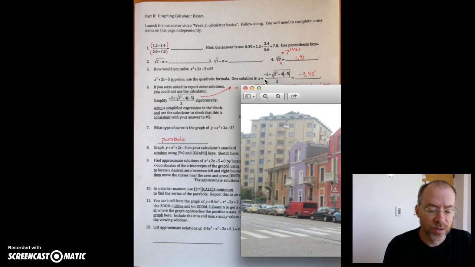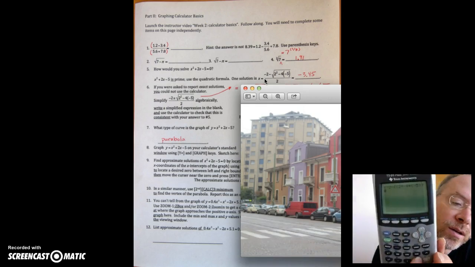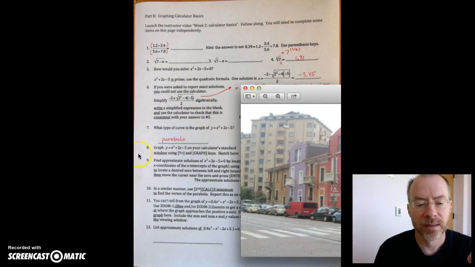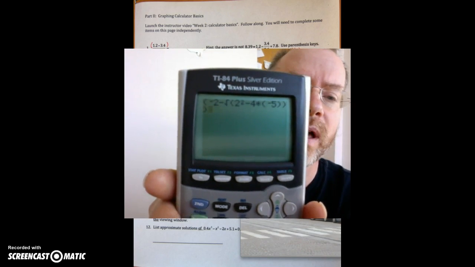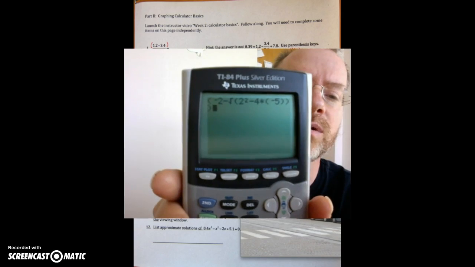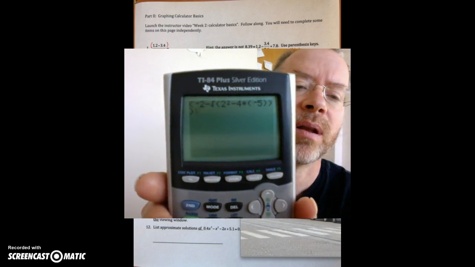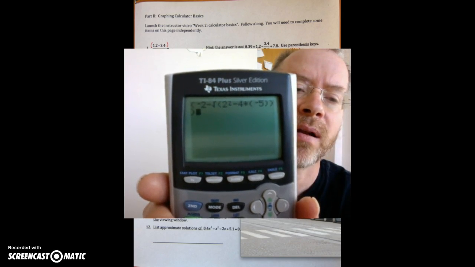And then I need to close the parentheses on the root, on the square root, and then I need to close the parentheses again. Let me make this a little bit easier to see. So this is just the numerator of that guy. Opposite of 2, subtract square root of 2 squared minus 4 times radical 5, or -5. But look at all the parentheses, because I have to have all the grouping symbols paired.